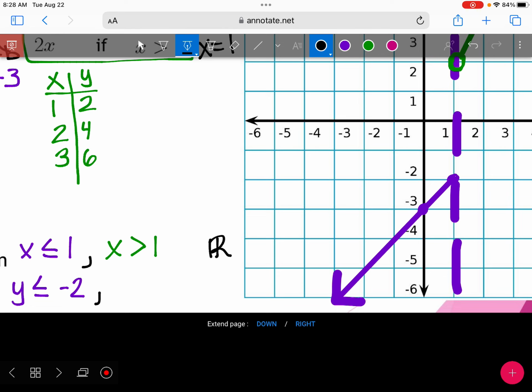So, how about for my green piece? What's my rule for my y's? Greater than what? 2. I've color coded them here so we can see them. If it's not an equal to in the domain, it's not an equal to in the y. If it is an equal to in the domain, it is an equal to in the y. So easy shortcut there too.